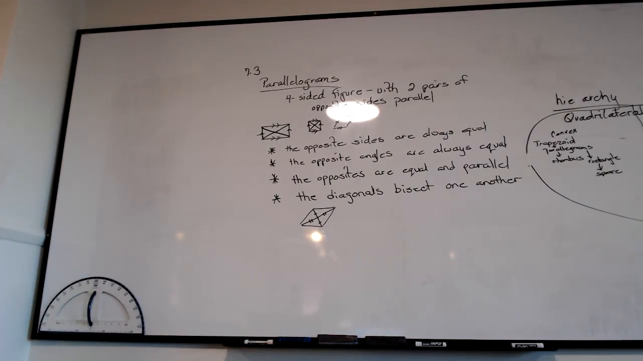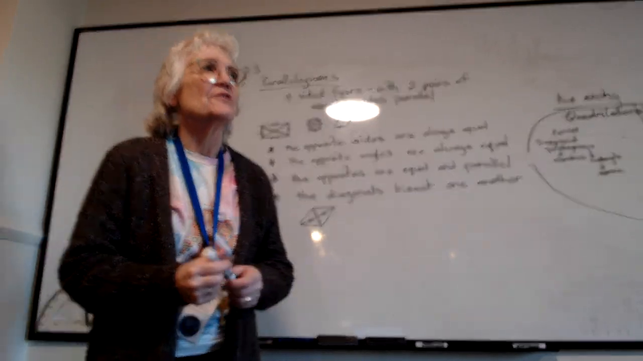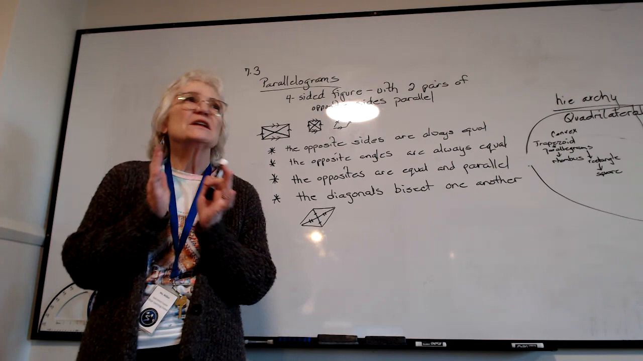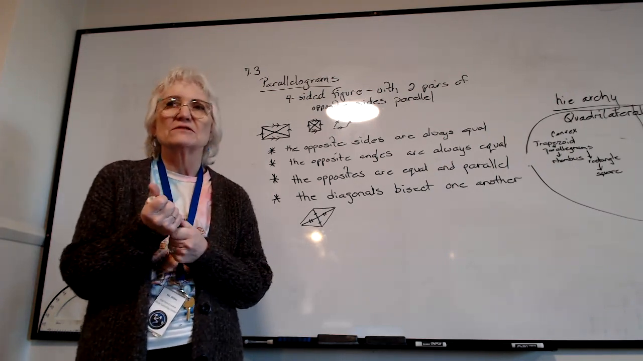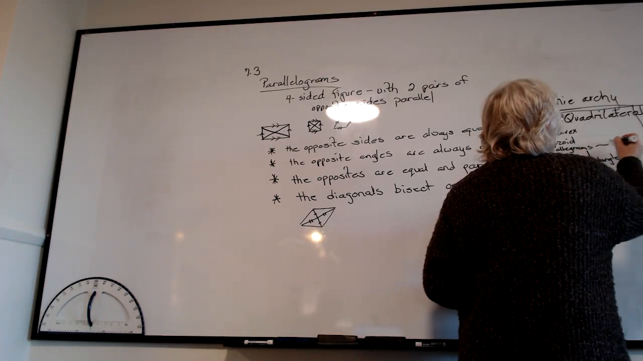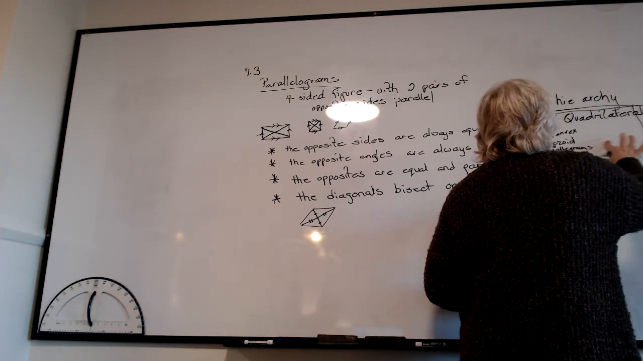Anybody remember what a rhombus is? No? A rhombus has all equal sides, but it does not have 90-degree angles. Okay, so they're different.